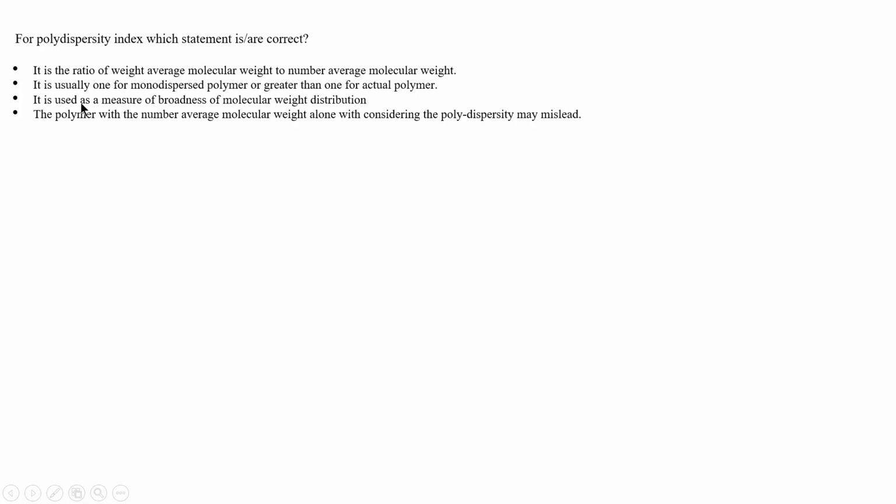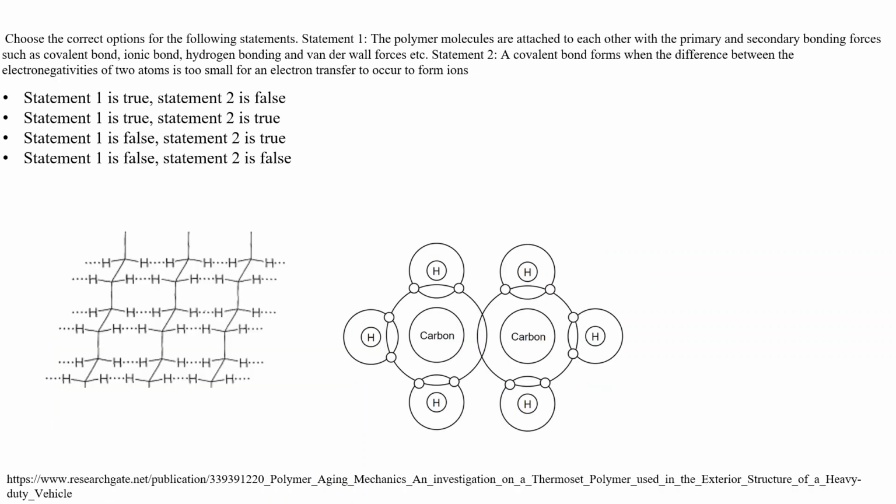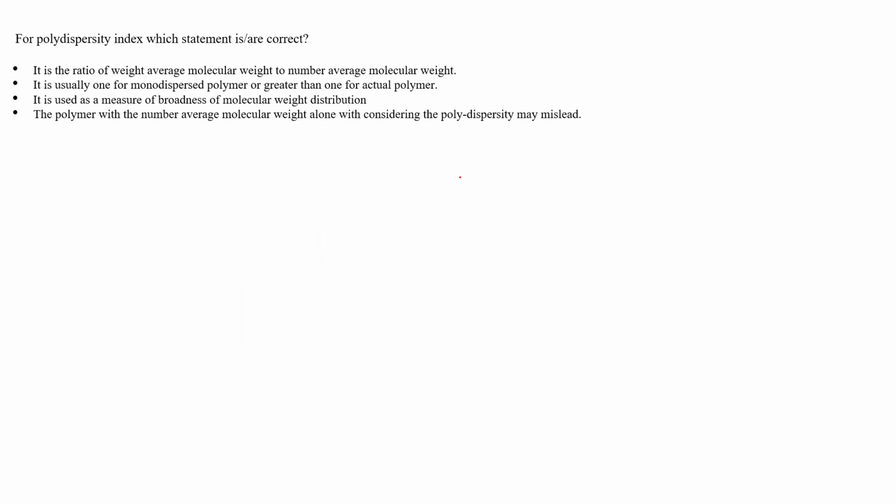Then we have that it is used as a measure of broadness for the molecular weight distribution. So you can see right here in the gel permeation chromatograph, the chromatogram, that if we were to scale together all these different residence times and draw a curve, we will see that it forms a bell-shaped curve. For example, like this, if on the x-axis we have the molecular weight, the curve goes up this way.